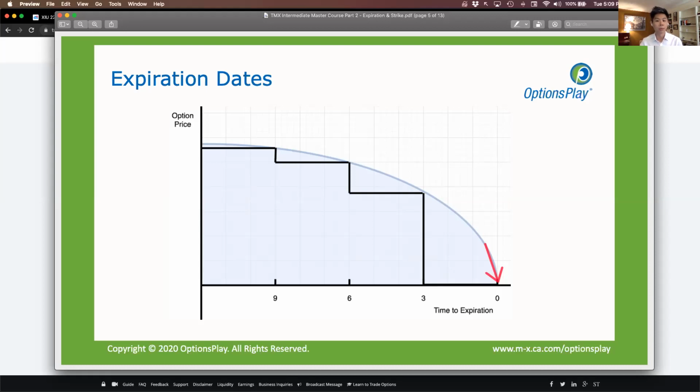What are the names for debit vertical spread? That's a bull call spread, or a bear put spread are the debit vertical spreads. Yeah, I think that answers your question, Boris.